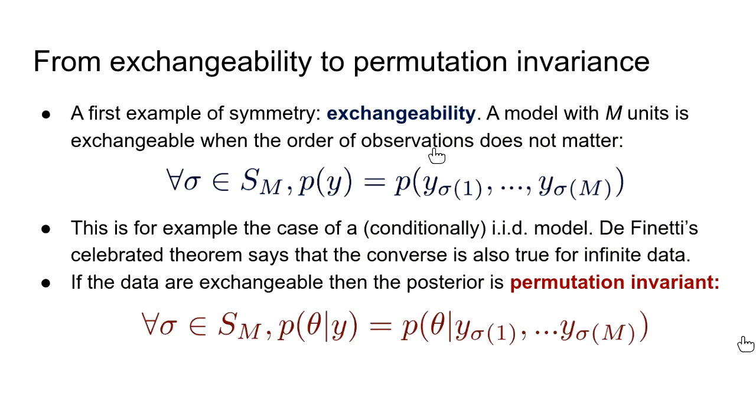That's the case for all models where the order of the acquisition of the data is not important. In particular, that's the case of IID models, models with IID data, and also conditionally IID models. By conditionally IID models, I mean models that are conditionally IID given the parameters, which again is the case of a lot of Bayesian models. You first sample a global parameter from the prior, and then once you have the global parameter, you sample everything IID.